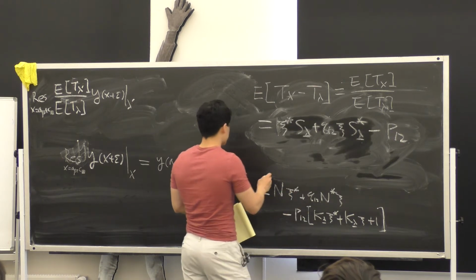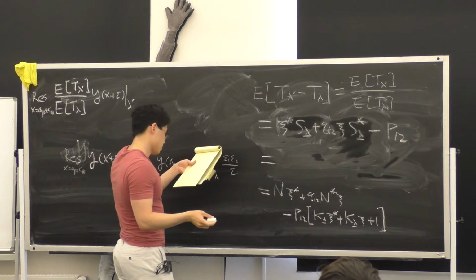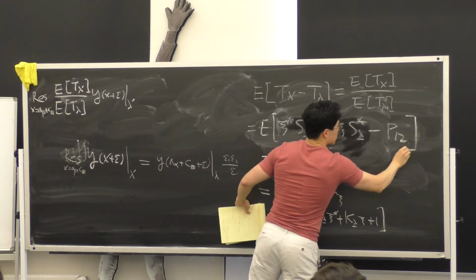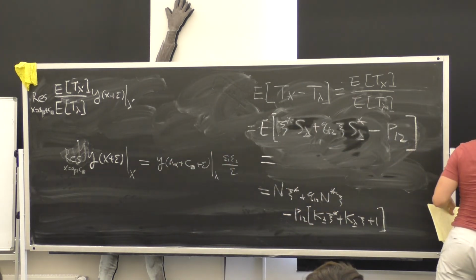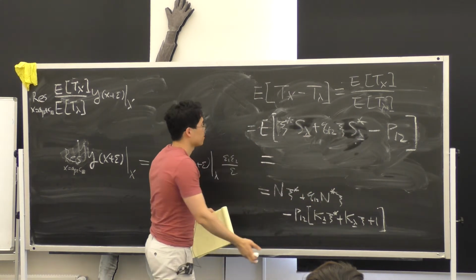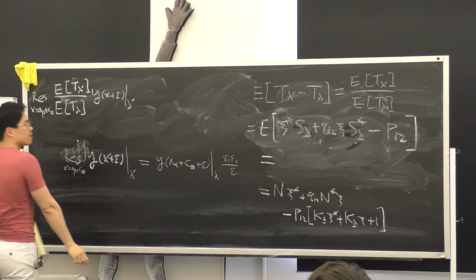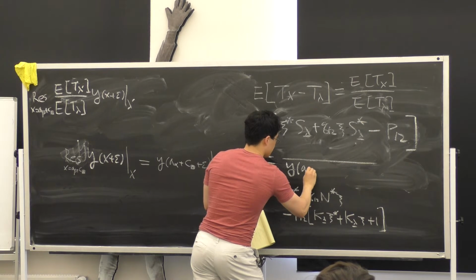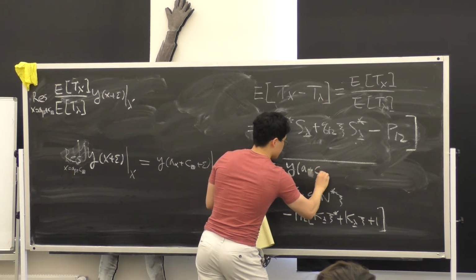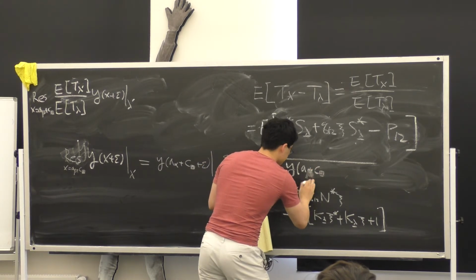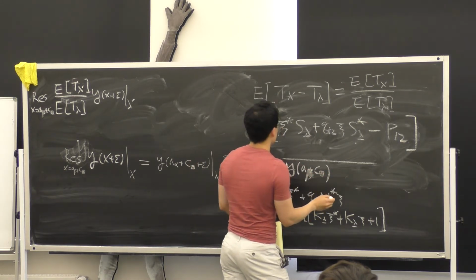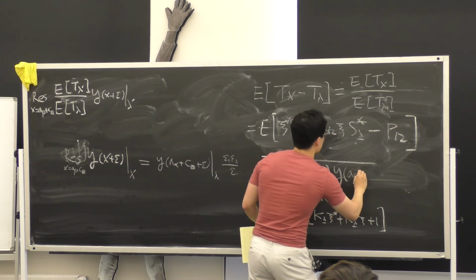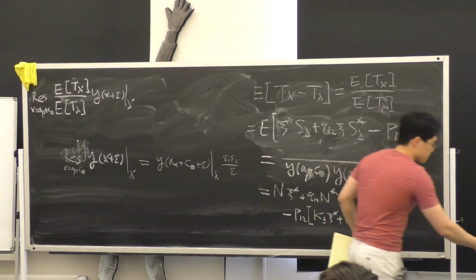Sorry, I didn't finish this part. So using this expression for y, we can rewrite this and this with y, right? Because we know that this is this. So from the first term, we have y of a beta plus c box, and so on.